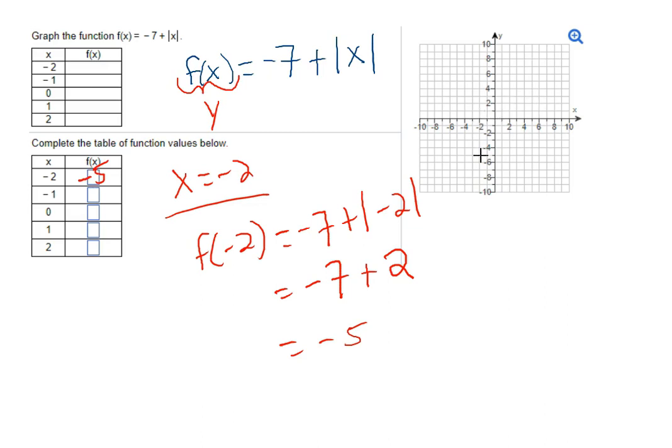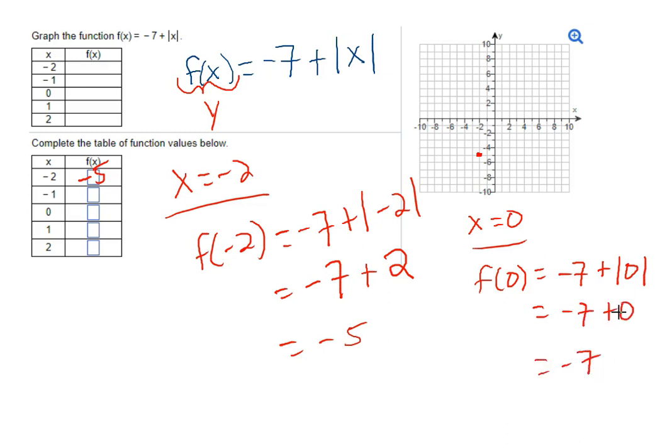So let's go ahead and plot that point, -2, -5, which is right there. All right, so let's do 0, and then I'll do +1, and then I think I'll let you do the rest. So you plug in 0 for x, we'll get f of 0 equals -7 plus the absolute value of 0. This will be -7 plus 0, which is going to be -7. Right? So the absolute value of 0 is just going to be 0. And so we get -7. That'll be the corresponding value for y. This gives me the point 0, -7. So let's go ahead and plot that point here.